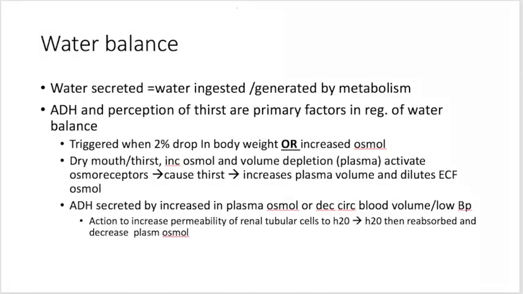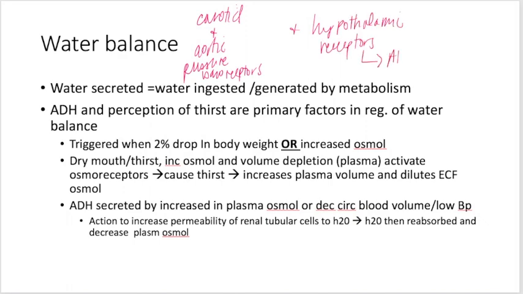Water balance is regulated by the interactions between the sensory organs, that would be the carotid and aortic pressure receptors, those baroreceptors that we talked about, as well as the hypothalamic osmoreceptors. It's up in the brain, and that is going to stimulate antidiuretic hormone to be released. ADH and the perception of thirst are the primary factors in the regulation of water balance. And how is that triggered? It's when there may be a 2% drop in body weight or there is an increased osmolarity.